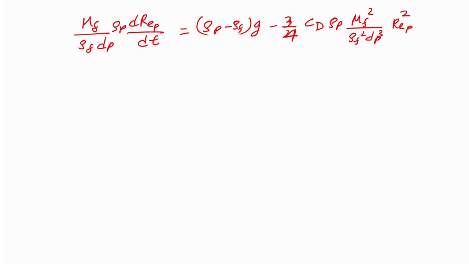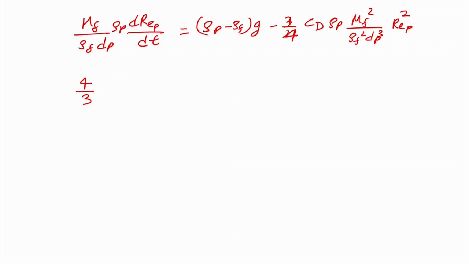Now, we will further simplify it. We will write it as a dRep upon dt term. So, what we are going to do? We are just writing it in terms of the CD into Re square. So, if you try to simplify this, what we are going to do? We are just going to divide by this term overall. So, this will be 4 by 3.